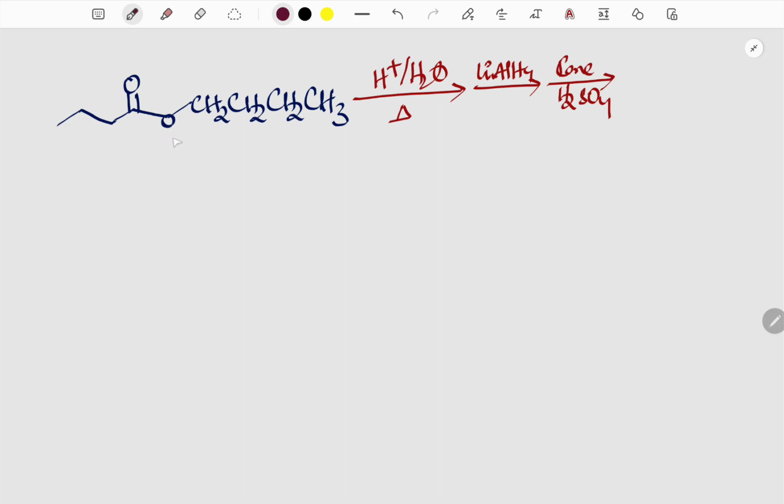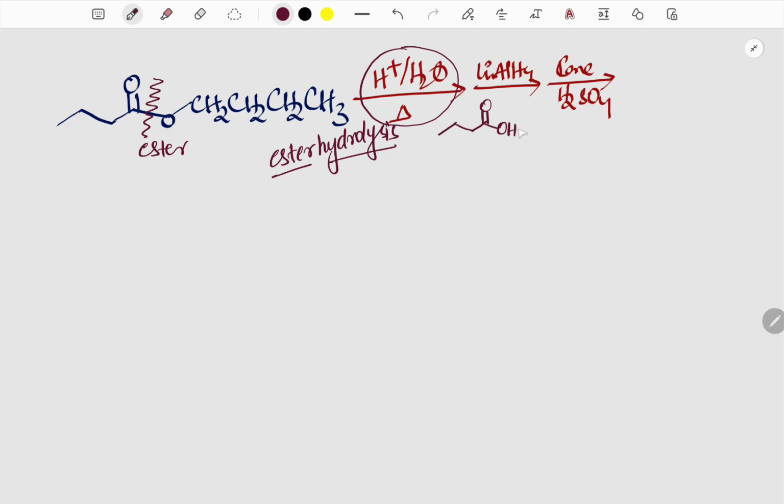It is a carboxylic ester. Carboxylic acid ester treated with H plus, H2O and heat undergoes ester hydrolysis. So this carboxylic ester undergoes hydrolysis and gives the corresponding carboxylic acid and primary alcohol. Now this mixture is treated with LiAlH4. So this acid undergoes reduction and gives the corresponding n-butanol. Of course it is n-butanol.